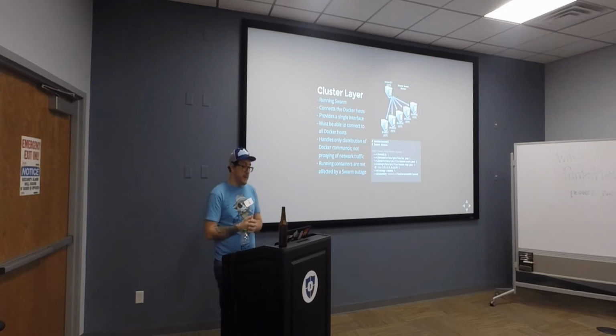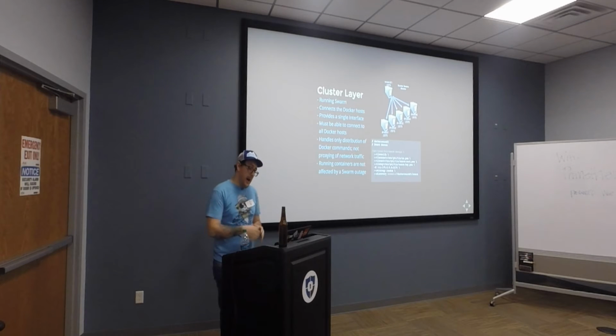You then have the cluster layer. The cluster layer is made up of all your Docker hosts and the Swarm hosts. So it runs Swarm, and it connects to the Docker hosts. It's what's providing your single interface to interact with the cluster. It must be able to connect to all the Docker hosts. Now, that doesn't mean that you at the edge have to. So you could say have Swarm on a 192 address and all of your other Docker hosts on a 10 dot address. As long as Swarm has an interface on that network and can talk to those hosts, that's all it needs. It does not require the end user to be able to access those nodes.